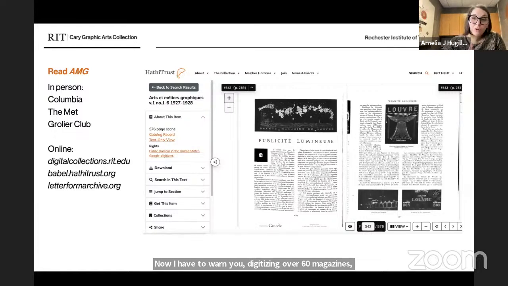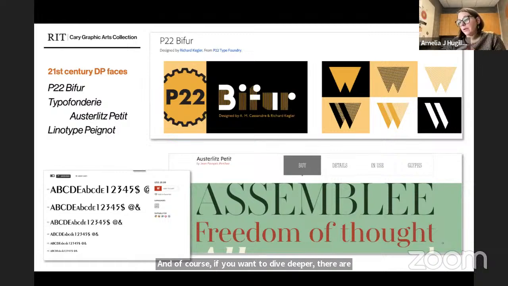Also, please check worldcat.org, because I can see in the New York City area alone that the Libraries of Columbia, the Metropolitan Museum of Art, and the Grolier Club have issues of Métiers Graphiques. I just did a quick search, and HathiTrust also appears to have issues 1 through 12 digitized on their site. I also want to point out that Letterform Archive has some digitized Deberny and Peignot specimens. And of course, if you want to dive deeper, there are strong digital revivals of Deberny and Peignot typefaces that you could purchase, like these from P22 with their version of Bifer. Typefoundry has a wonderful revival of Cary 16, which is a Deberny and Peignot typeface. And of course, Linotype, which owns the rights of Deberny and Peignot's catalog, they have a few revivals, especially of Le Peignot.